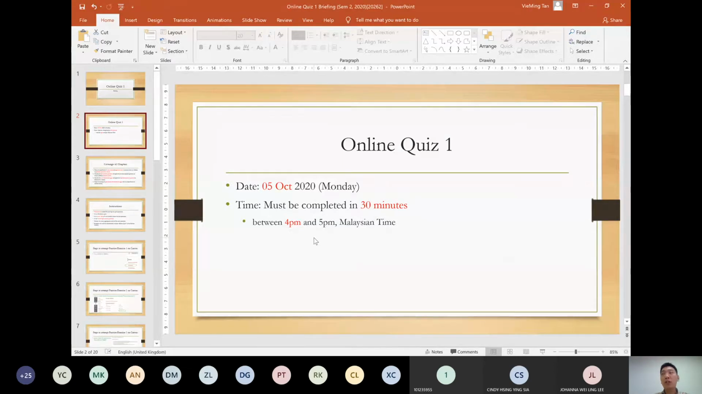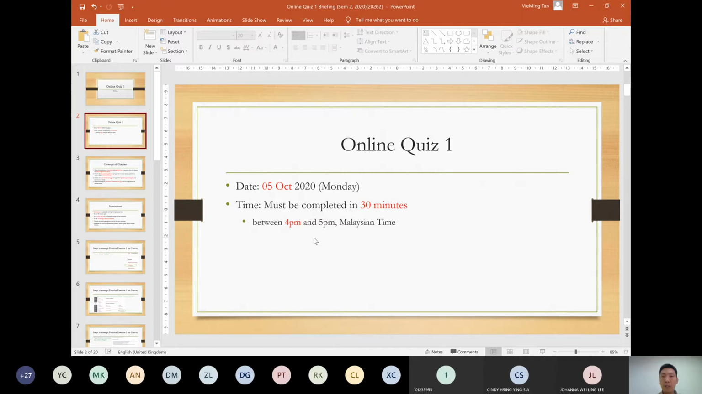So that means in order to enjoy the full 30 minutes of assessment time, the latest you should start the quiz is 4:30, and finish at 5. Okay, so if you start the quiz at, let's say, 4:40, you can only manage to finish the quiz until 5 o'clock, because the system will automatically shut down. So try to be careful with time management. Make sure that you try to attempt the quiz as early as possible.